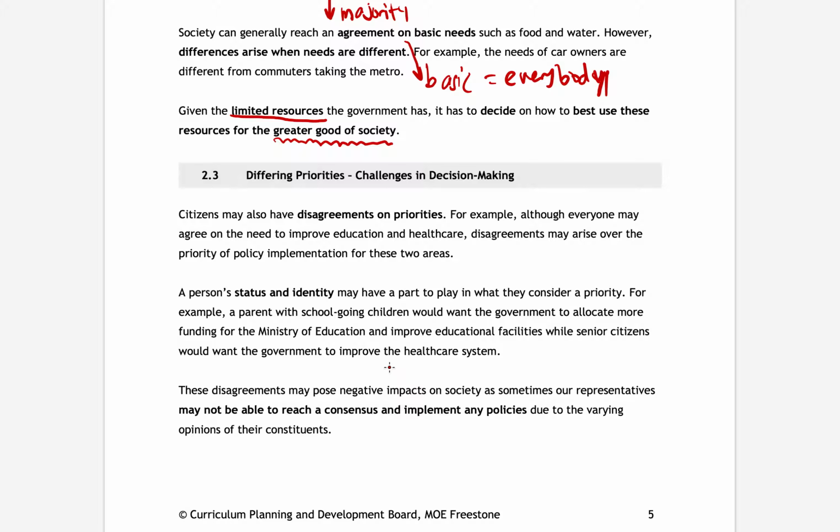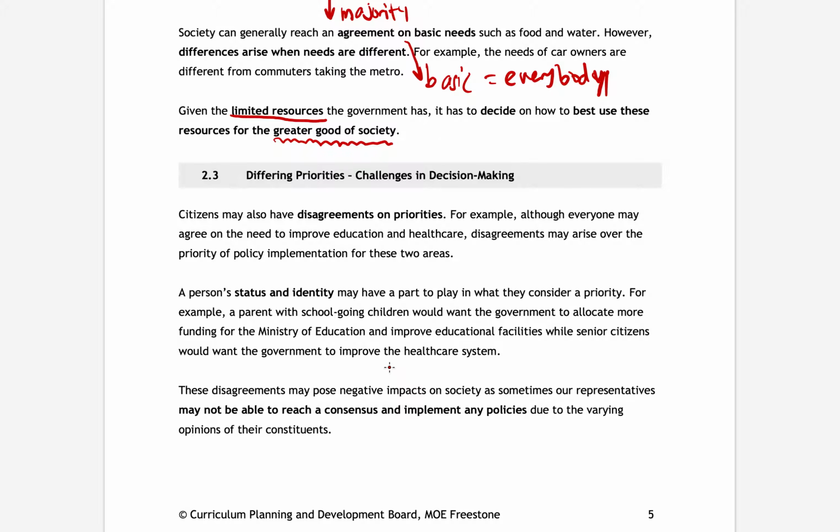A person's status and identity may have a part to play. For example, if it was a parent with children that are going to school, obviously they want the government to focus more funding on the Ministry of Education to get better resources for schools, to give the students more opportunities and whatnot. Conversely, if you were a senior citizen, you would want the government to fund the Ministry of Health more, to improve the healthcare system, to give more subsidies for healthcare bills, to make access to healthcare even more affordable or more efficient. For example, during the COVID pandemic, this has become an important priority, right?